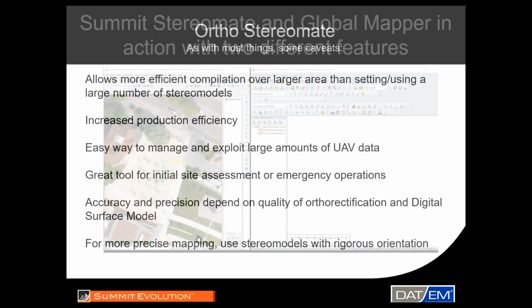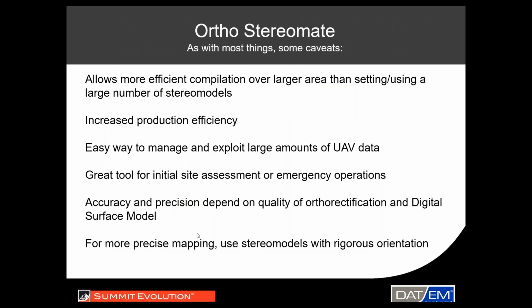So just some caveats for stereo mates. Really efficient compilation. Instead of setting 325 models over a project area, you're dealing with just one stereo model set. Increased production efficiency. It's a way to manage and exploit large amounts of UAV data. Instead of dealing with thousands of imagery, you can be dealing with just 2 or 3 orthos and their companion stereo mates. Great for site assessment or emergency operations.